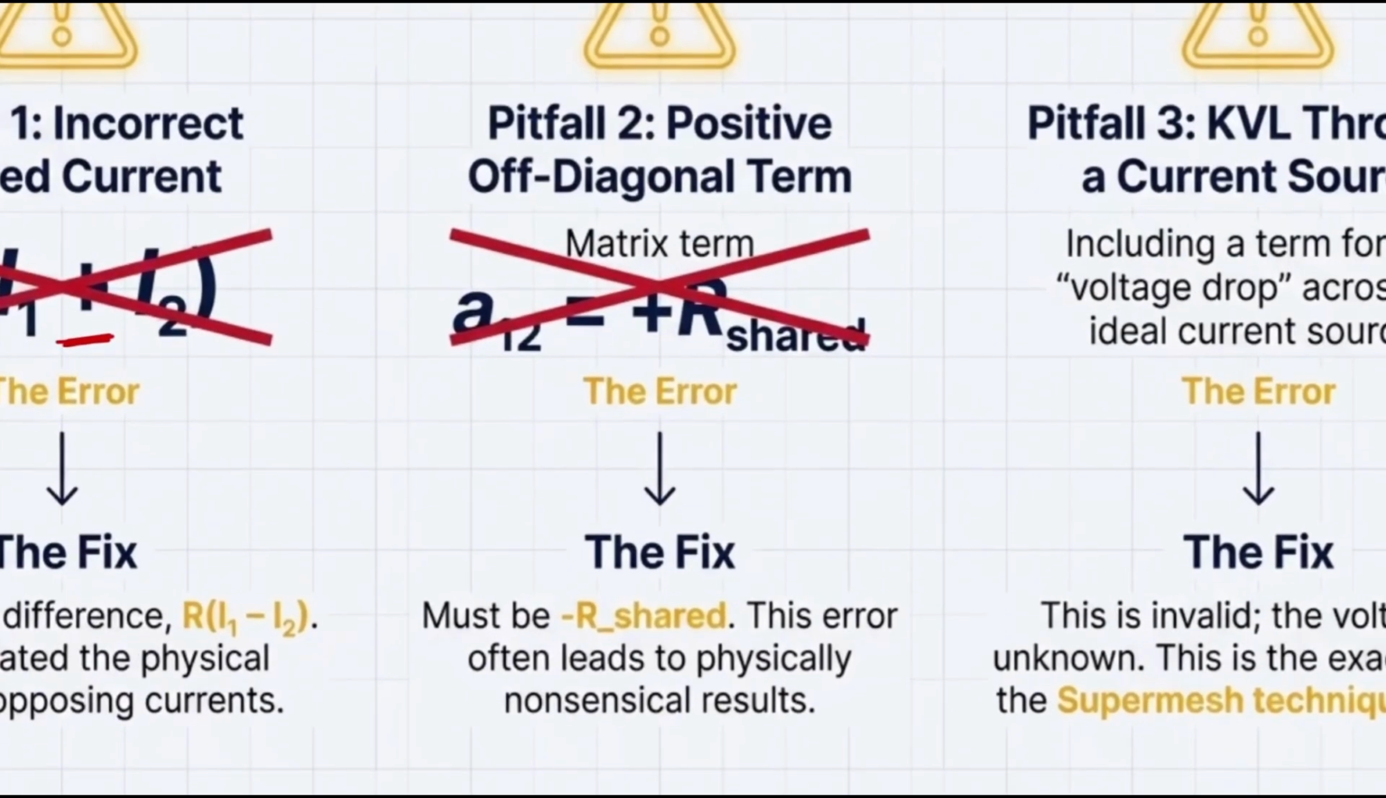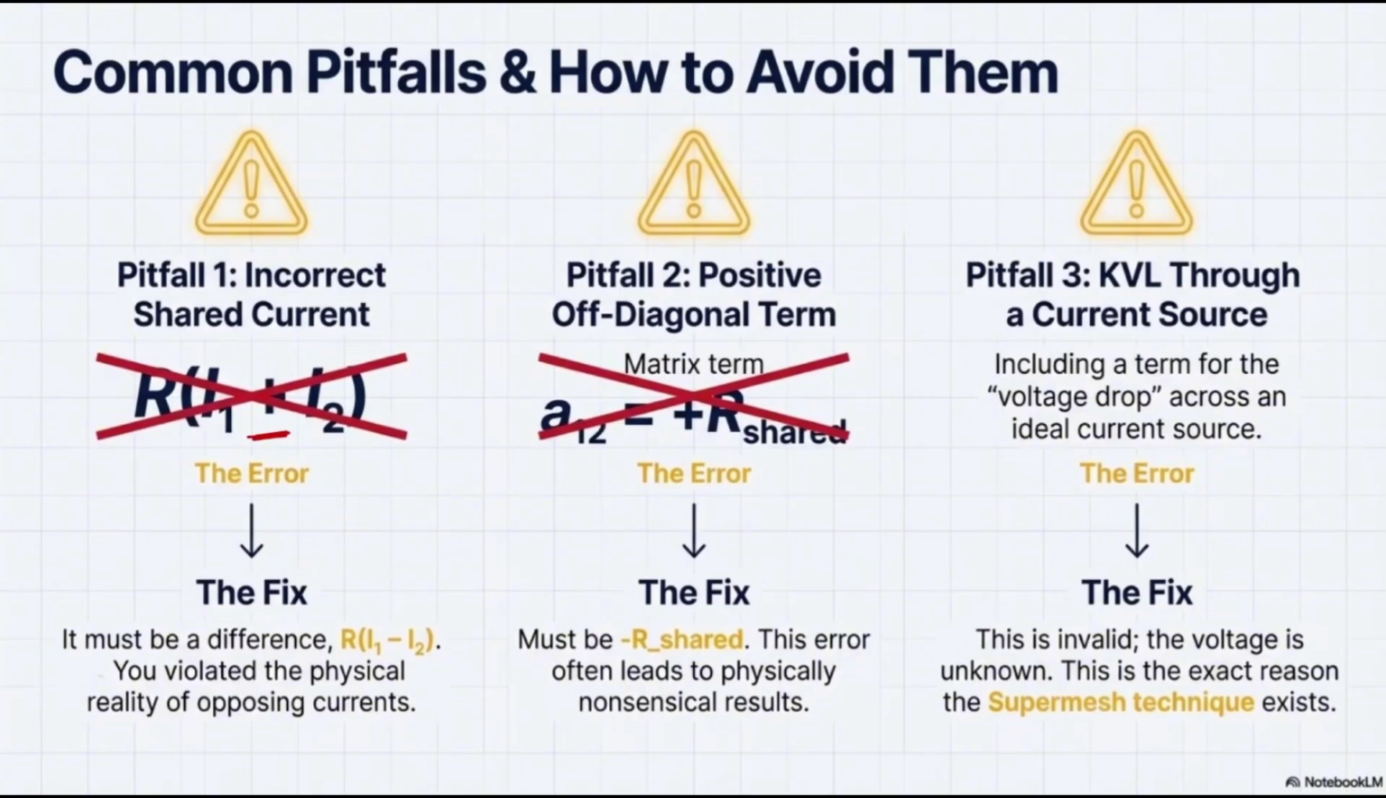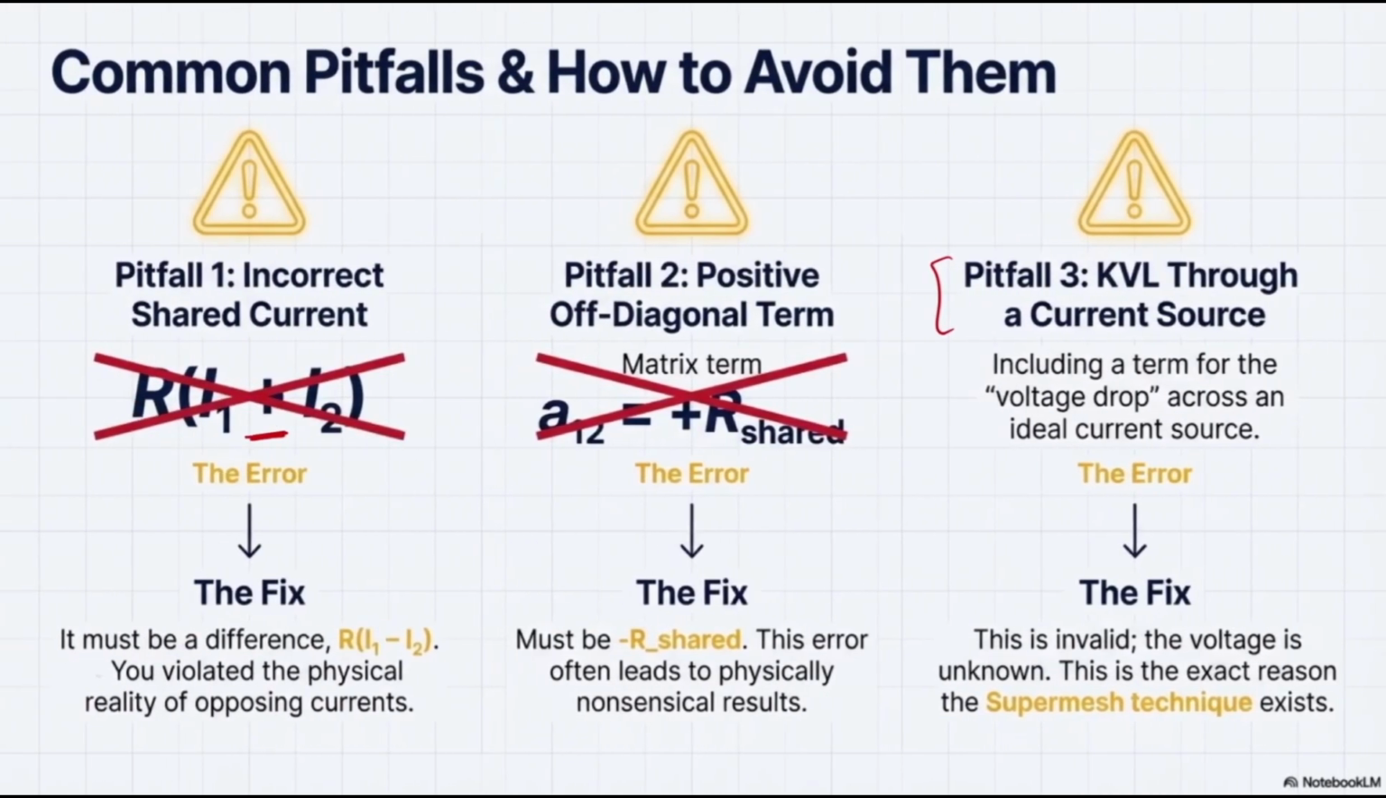This is related to when you're trying to use matrices in order to solve your equations. It's not very important. And finally, pitfall number 3 is KVL through a current source. As I just told you, whenever you have a current source, it will be better to use the supermesh analysis. It means that instead of just considering that current source inside your mesh, try to move around it and find the relationship between the currents beside it. That would be so helpful for you.